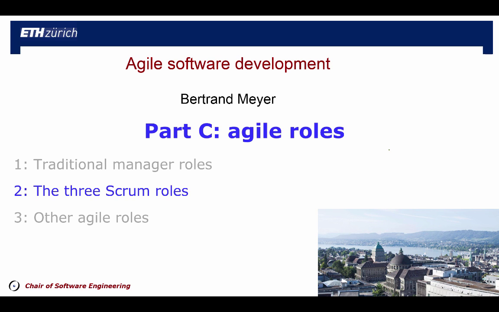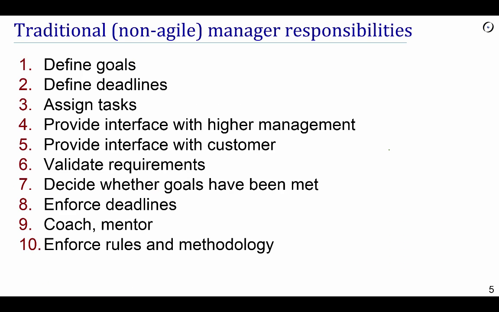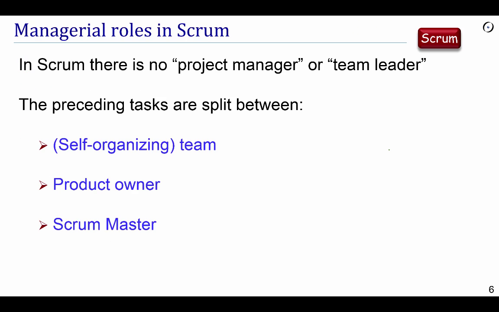Scrum's major contributions are in the management area, so it's not surprising that Scrum takes a shot at completely redefining the traditional manager responsibilities that we saw in the previous segment. In fact, in strict Scrum, there is no such role as a manager. The traditional tasks of the manager are split between three different roles: the self-organizing team, the product owner, and the Scrum Master. The last two are people.